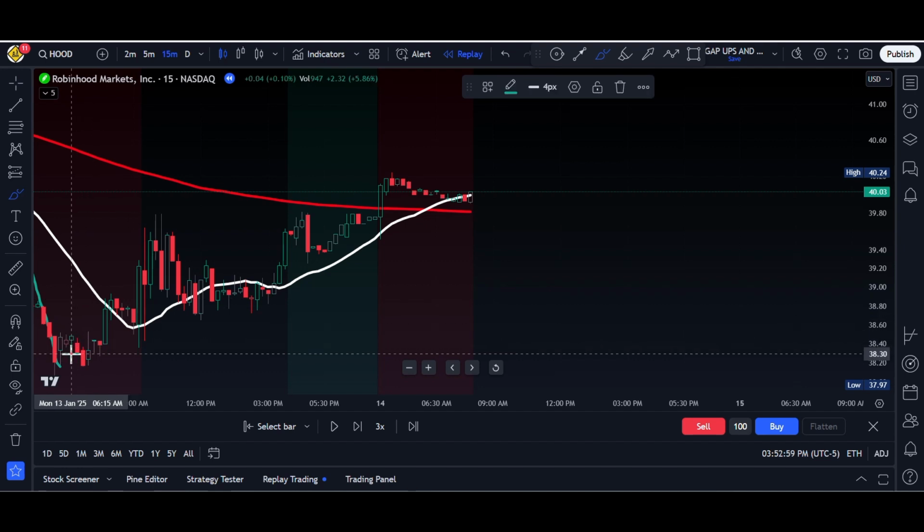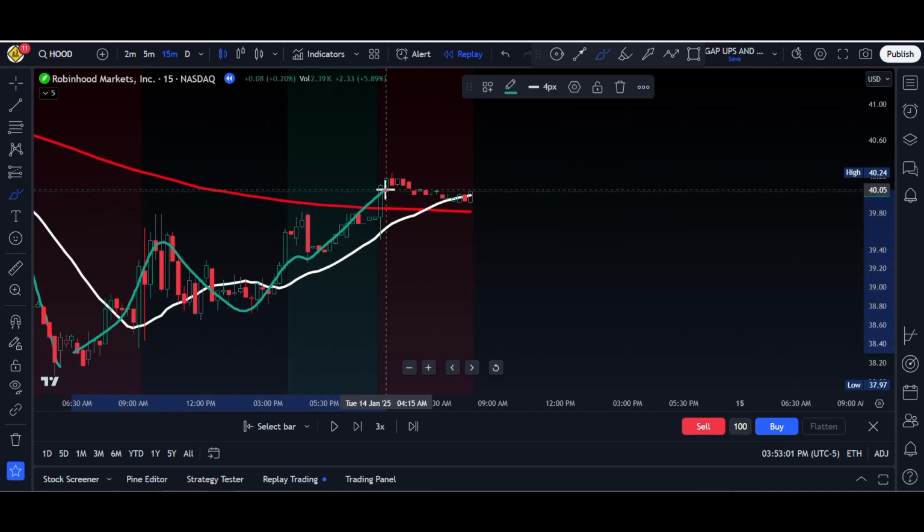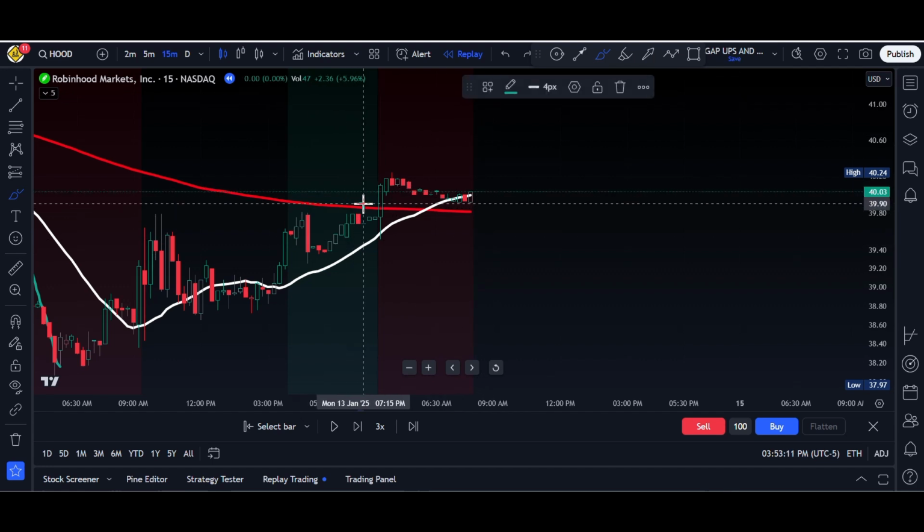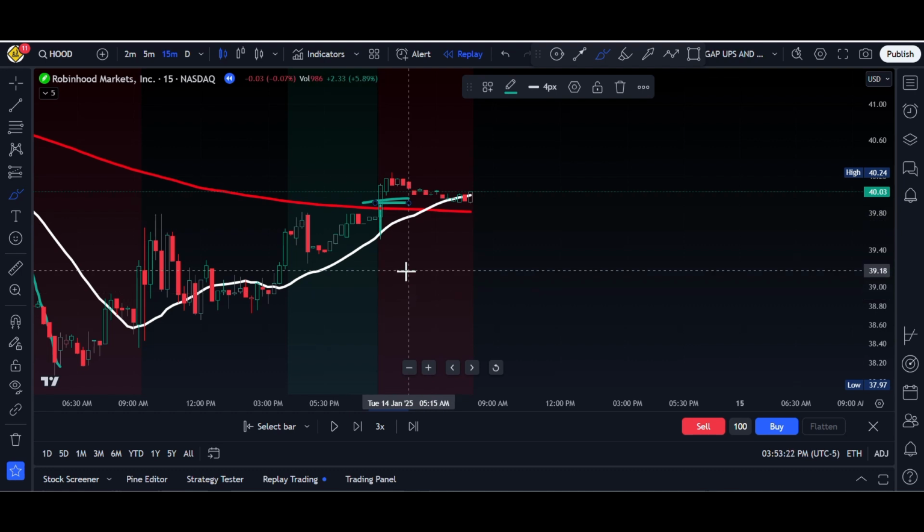So again, we got our 20 MA here, and typically a bullish candle like this one out of that zone would be my entry. So I would have probably entered somewhere about right there when it broke through the 200. That would have probably been my entry. It might have been a little early on the candle, but that would be my entry.